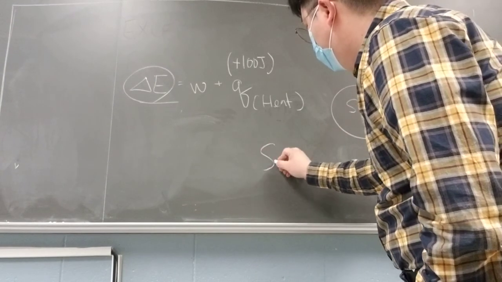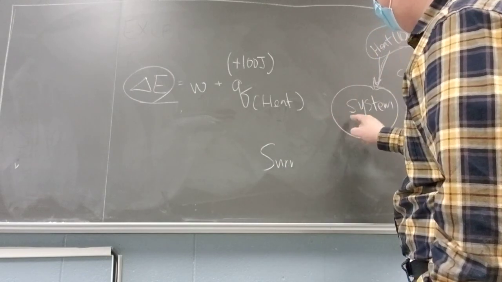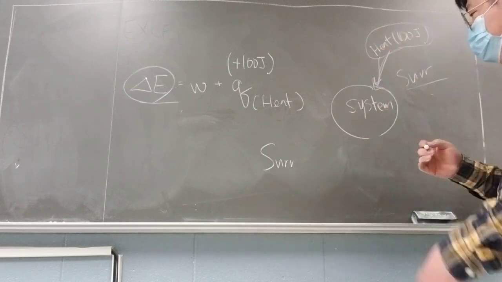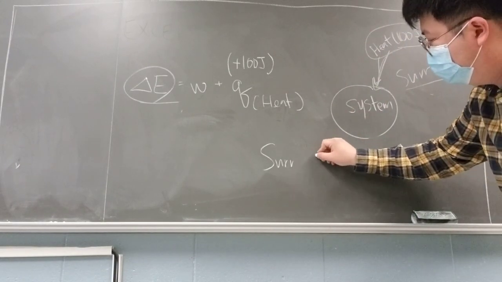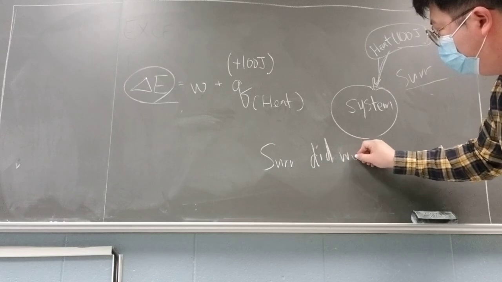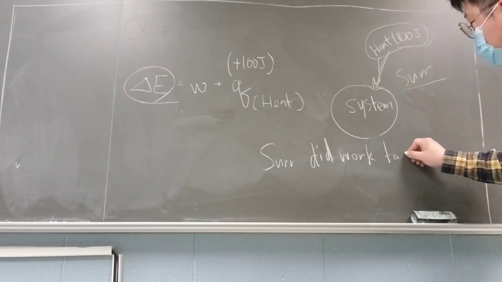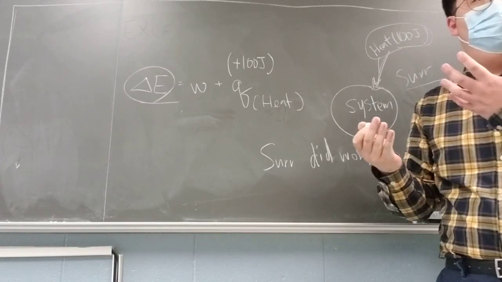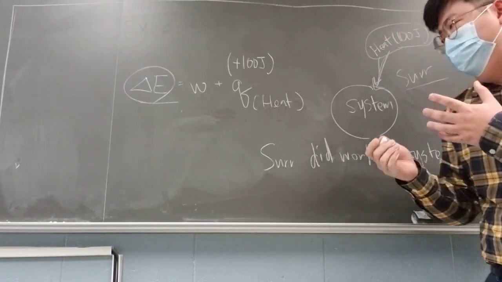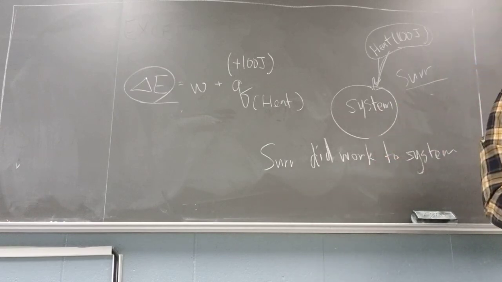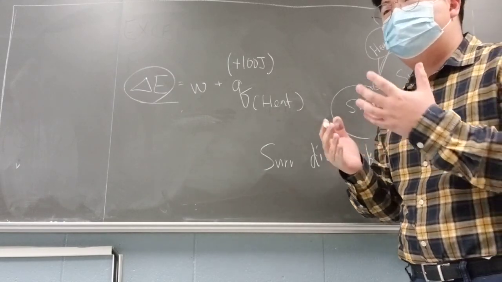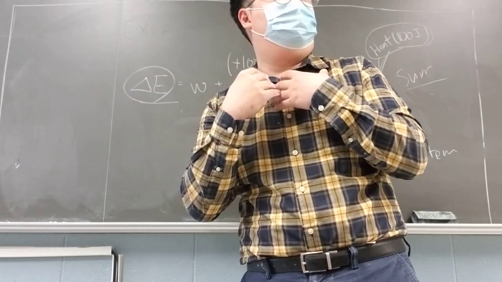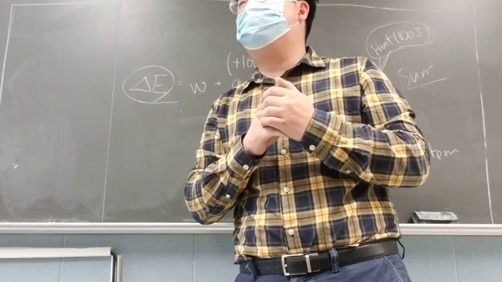So the surroundings mean anything except the system, right? So it could be even me. If I or somebody did work to the system, this is the same as the system getting energy, because somebody did the work for the system. So this is the same as the system getting that amount of work energy into itself. Okay? Does it make sense?